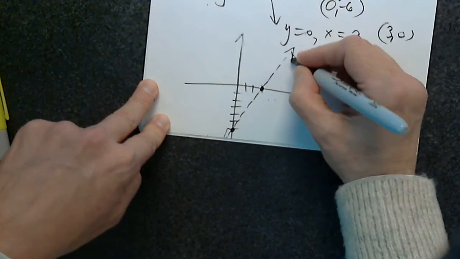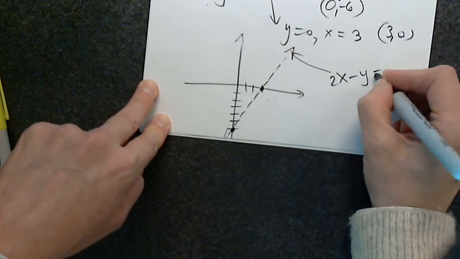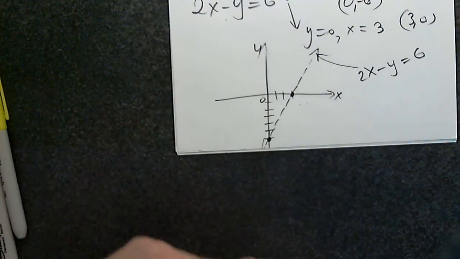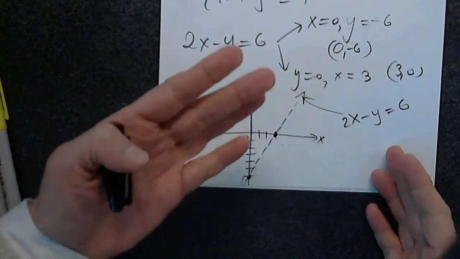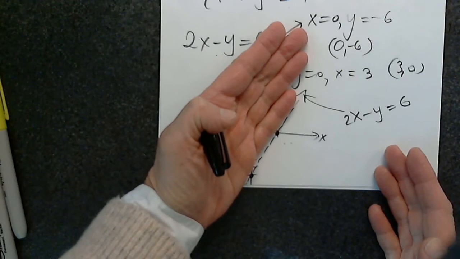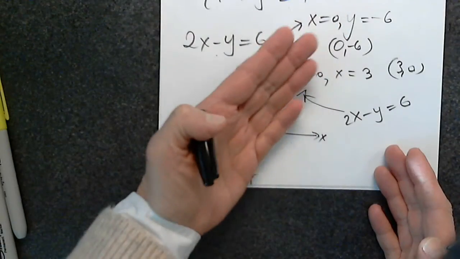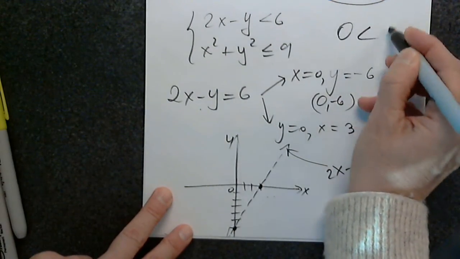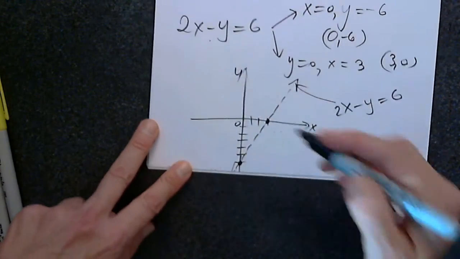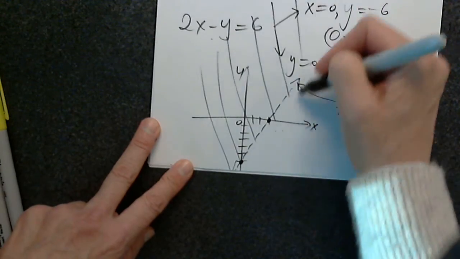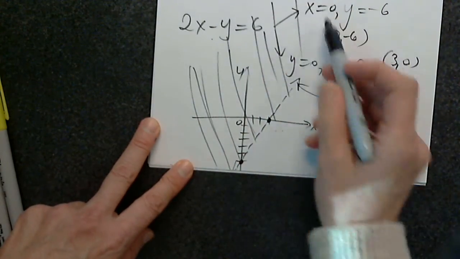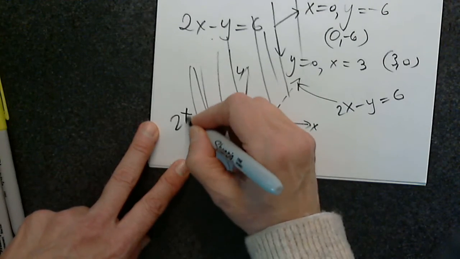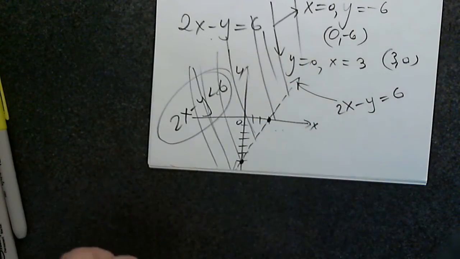So this is just the equation 2x minus y equals 6. I will be using the origin to check, which means I'm checking the region to the left. I'm testing the region to the left by picking 0, 0. Is 0 less than 6? Yes. So I have to shade in all this. All this area except points on the line represent solutions to 2x minus y less than 6.